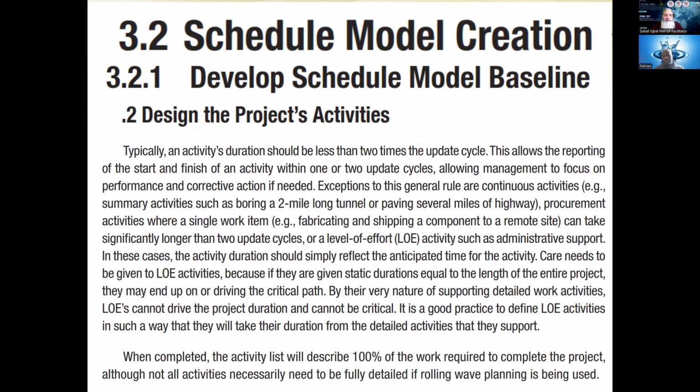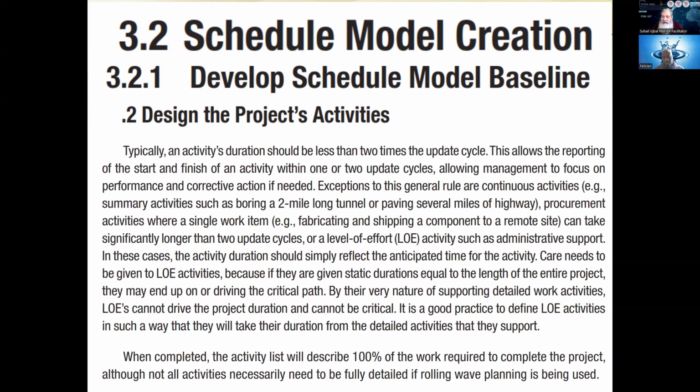Then we have procurement activities where a single work item like fabrication or shipping a component to a remote site can take significantly longer than 2 update cycles. You have booked an item to be shipped and it takes 6 months to get to you. So you actually booked it 6 months earlier and it is received 6 months later. So this is also an exception.